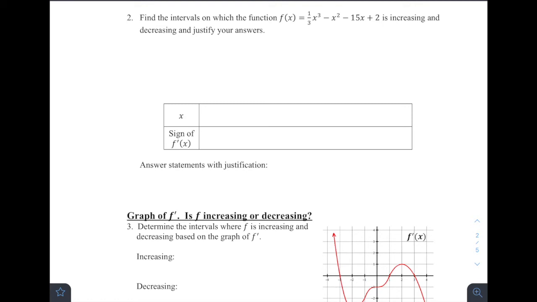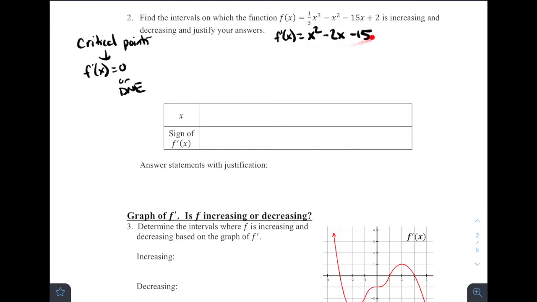We're going to need to find the critical values first if we're going to complete our sign chart. So I want to find, again, critical points are going to be places where f prime of x is 0 or does not exist. So let's take the derivative of this. The derivative appears to be 1/3 times 3x squared, so that's just x squared minus 2x minus 15 if we do the power rule for that. And it can't be undefined, right? There's no denominator here. There's no radical function. So I'm really looking for places where this is equal to 0.